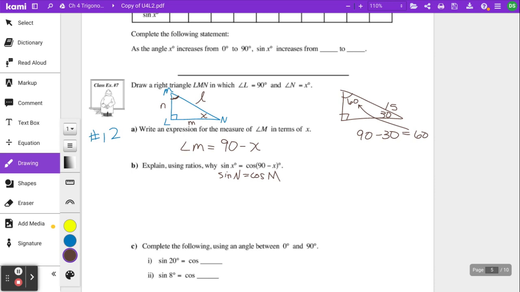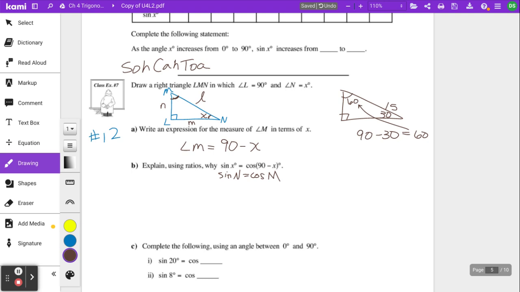Okay, now, sine of n, what is sine equal to? Think about SOHCAHTOA. SOHCAHTOA. Just can't help but say it like that. I think it sounds great. Oh, Dr. Wu would be so proud of you.